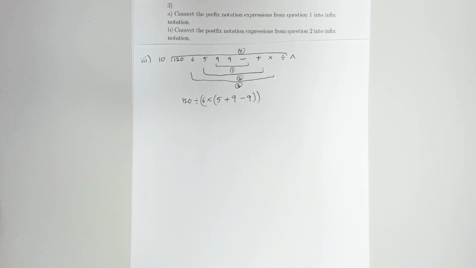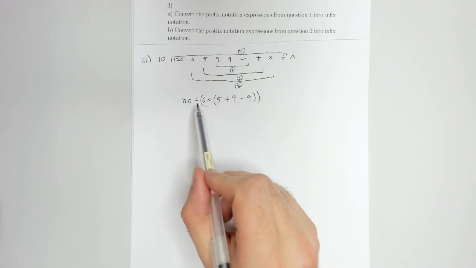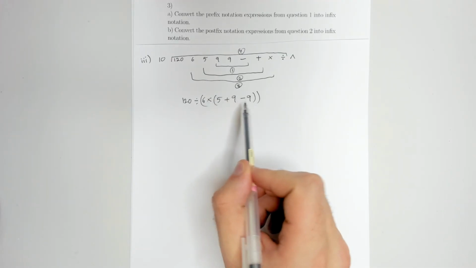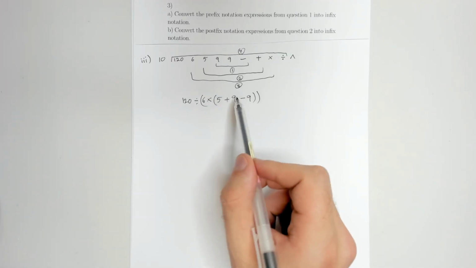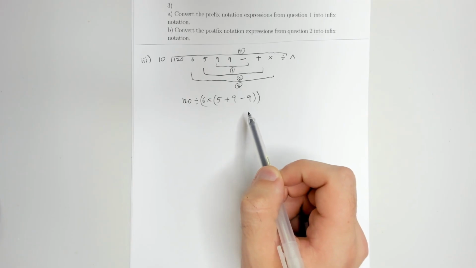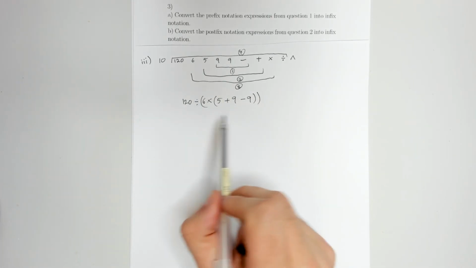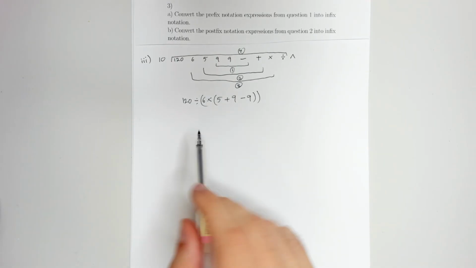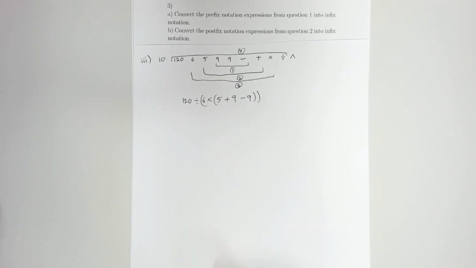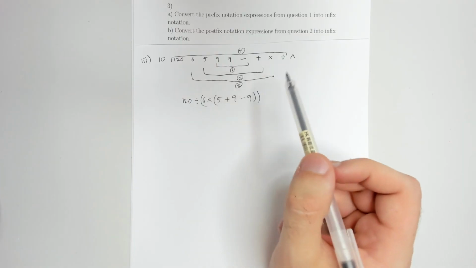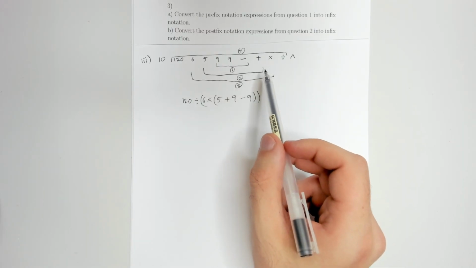That we need to put in parentheses, otherwise we would just be doing 120 divided by 6 and then multiplying that result by 5 plus 9 minus 9. But we need to make sure that the multiplication actually occurs with everything that we're dividing 120 by. So we need parentheses there.